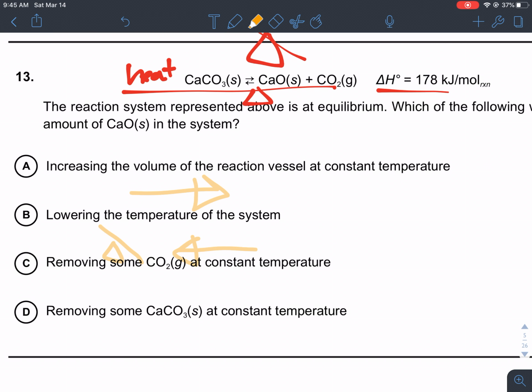Removing some of the CO2: if I remove some of the CO2, the right side will get lighter. Removing some of the CaCO3 at a constant temperature. Oh wait, this wasn't the problem. If I remove some of the CaCO3, it'll go like this, right? So it'll want to go back. No, no, no, no. That's a solid. Okay, so solids don't go back there. Okay. All right.